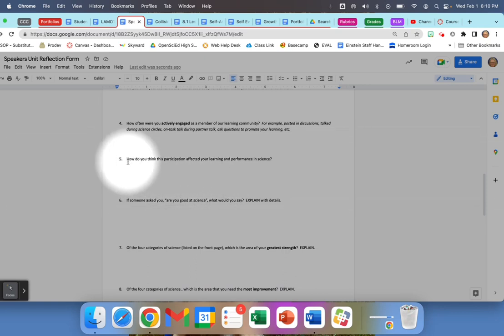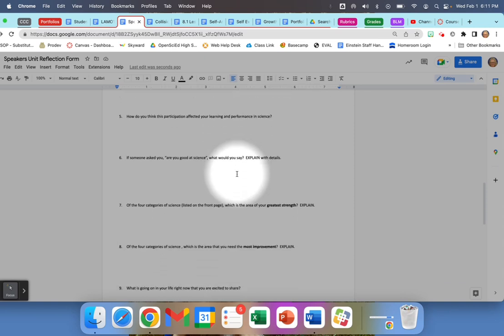Then question five is responding to number four or elaborating on it. How do you think this participation affected your learning and performance in science? In other words, did your behavior of being engaged and participating in these different events and experiences, did that ultimately impact how much you learned and how well you performed?